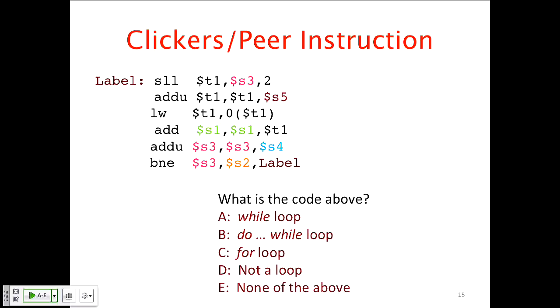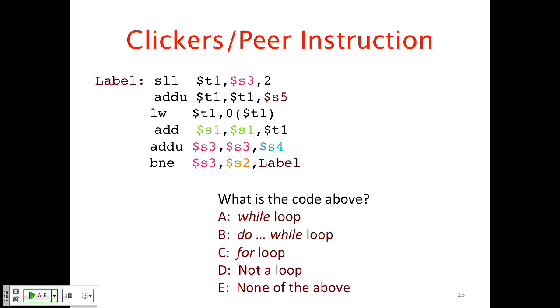So I take that address I just calculated. I do a load word from that address, back into the same register, back into T1, a temporary. That value I just loaded, I added into S1. So S1 plus the new value goes into S1. So I'm accumulating those values into S1.